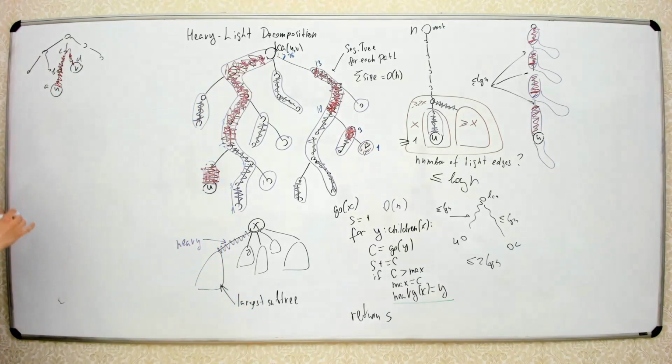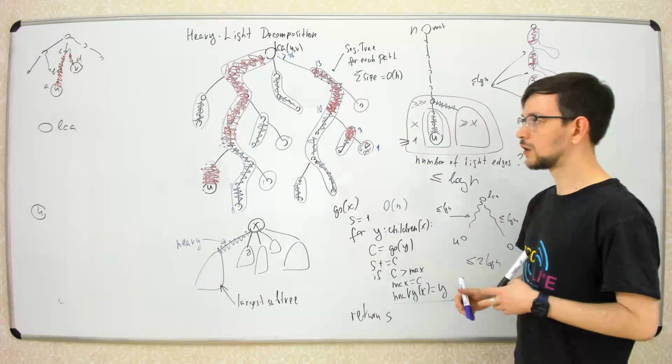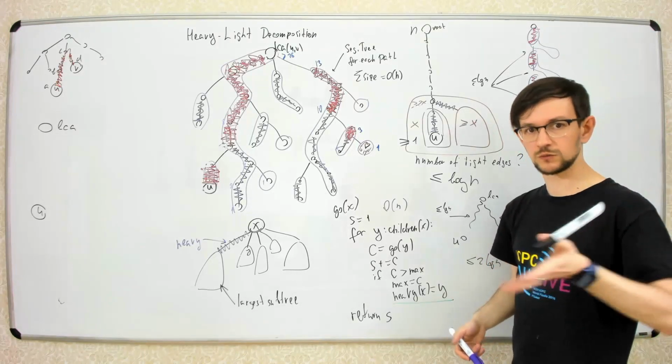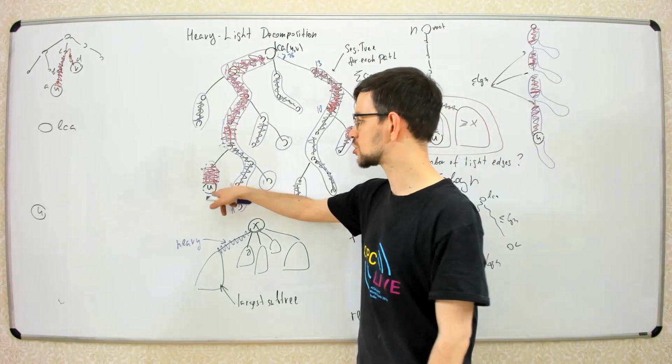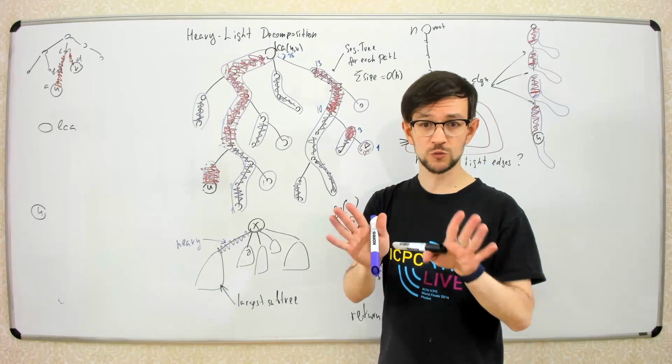So what happens? You have this node U. This is your LCA. You take this node U, look at the heavy path which contains node U. For each node you can remember the pointer to the segment tree.